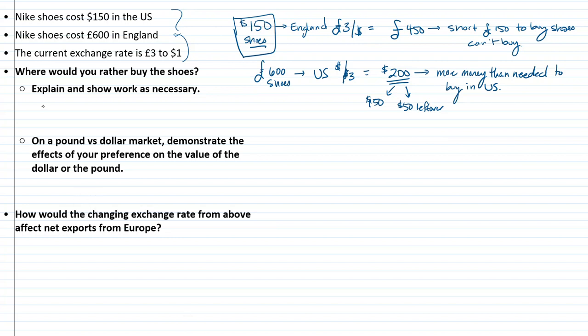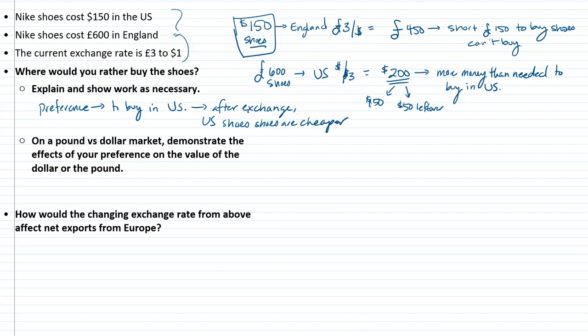Both of these things are showing us that the preference of almost everybody would be to buy in the United States, where after we exchange, US shoes are cheaper. It's not easy to see that immediately when we just look at these numbers, but it is easy to see it when we deal with exchange rate.